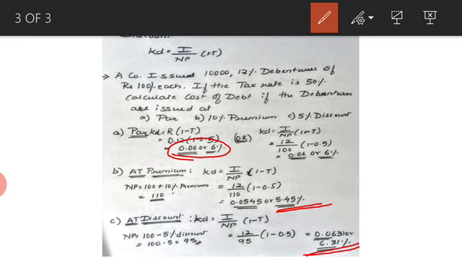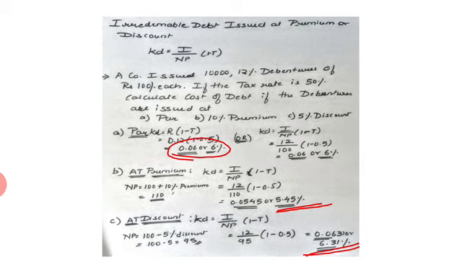I hope you're clear with this particular concept of cost of debt, and in cost of debt we have studied only irredeemable debt. Again I'll repeat, irredeemable debts are the debts which cannot be cancelled. So in the next video we'll be seeing how to calculate redeemable debt.